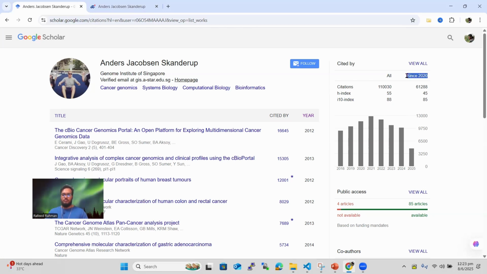You can also see what he is doing recently. This is also important because some professors did great work previously, but now they are not doing a lot of research. Maybe they are mostly busy with administrative activities in the university. For his case, it is actually the opposite, because since 2020, his citation counts, H index, and I-10 index have gone up a lot more, because you can see high numbers here.